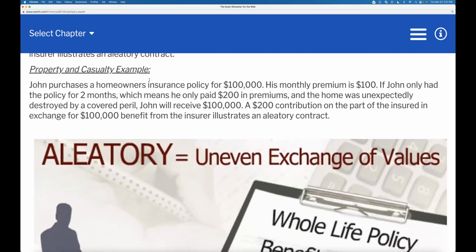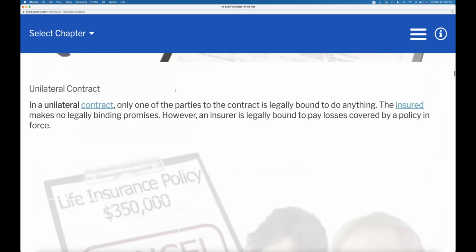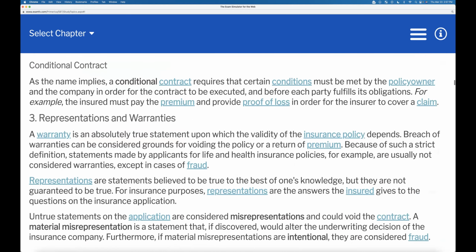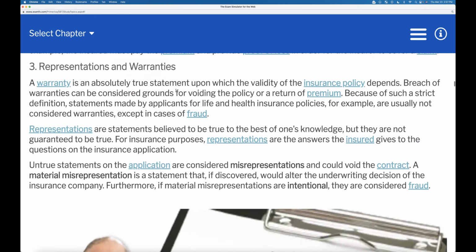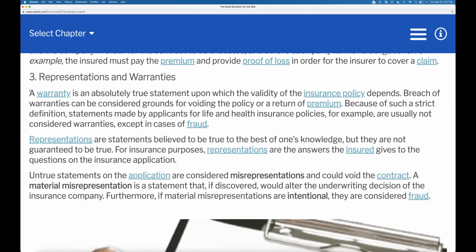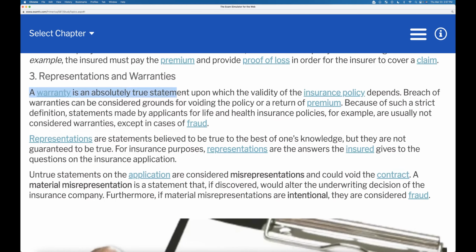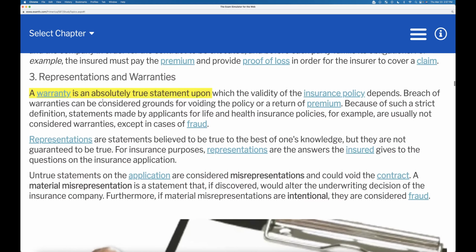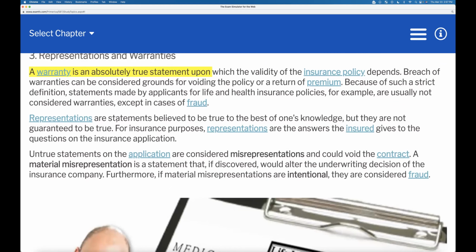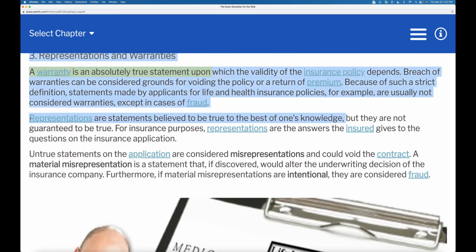So, property and casualty, unilateral contract, concessions, representations, warranties. Warranties is an absolute true statement that is guaranteed to be true. Representations is a statement believed to be true to the best of one's knowledge.